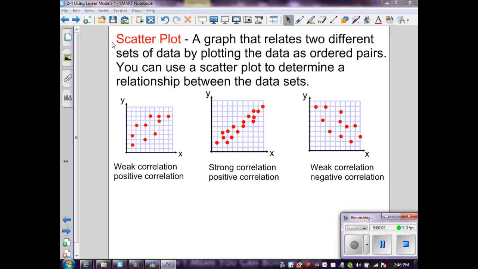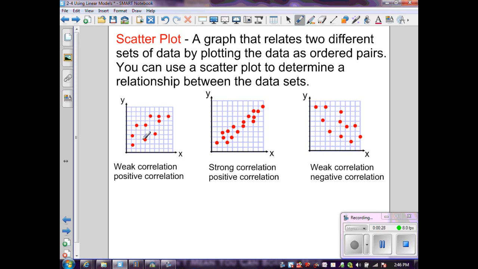Our next slide has the definition of a scatter plot. A graph that relates two different sets of data by plotting the data as a set of ordered pairs. You can use a scatter plot to determine a relationship between the data sets. Here we have the idea of correlation. The idea of correlation is whether it is positive and negative, and also whether the data can be seen to form some sort of a line.